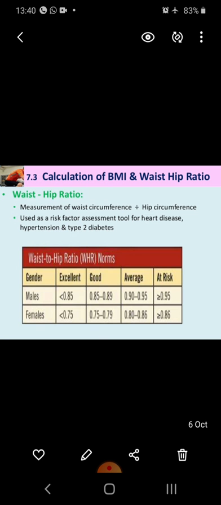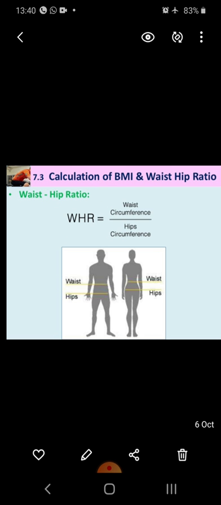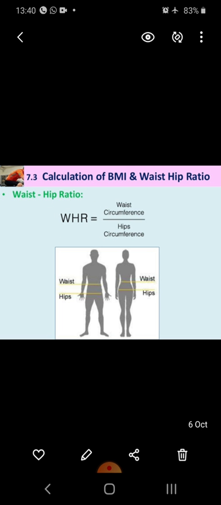So today we have completed the importance of test, measurement and evaluation, and the calculation of BMI and waist hip ratio. I hope you understood well through this video, and if you still have some problem, you can go through the notes.